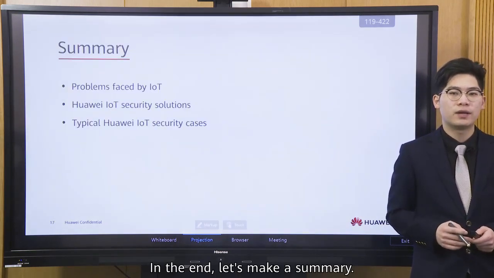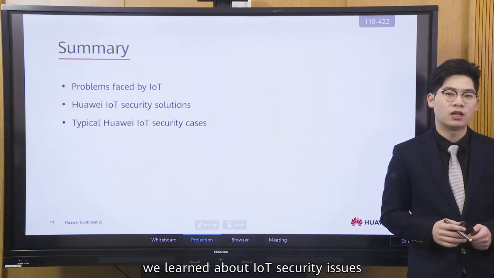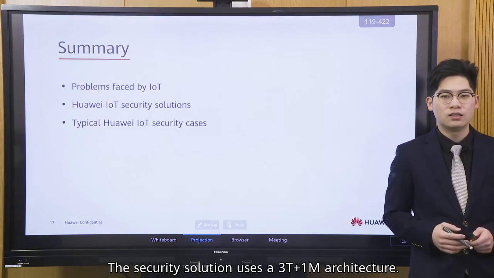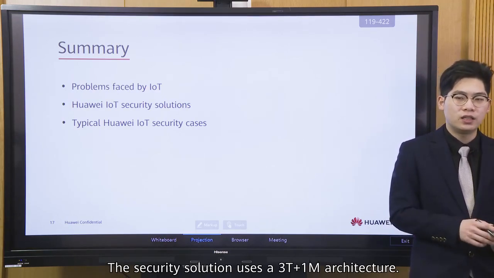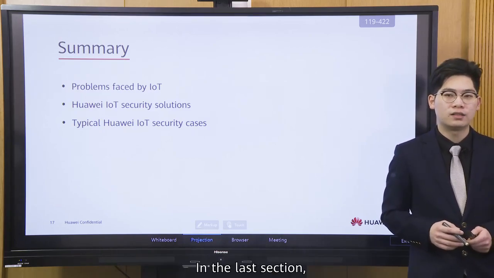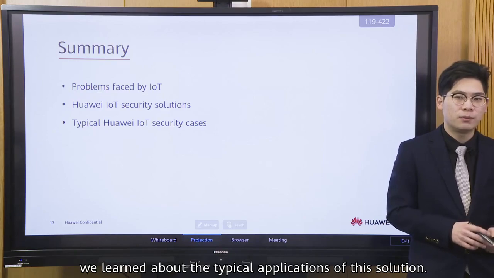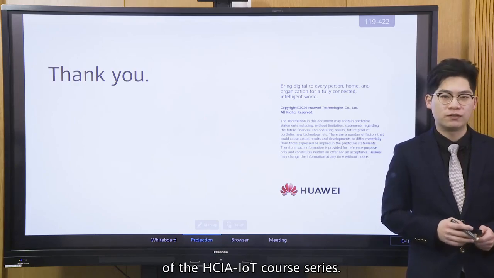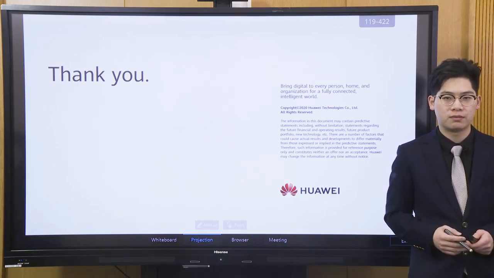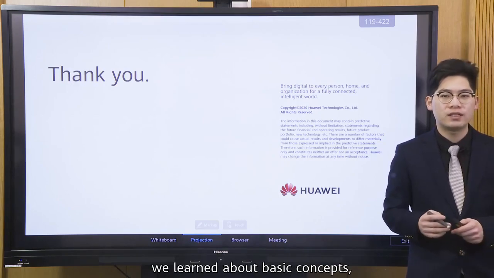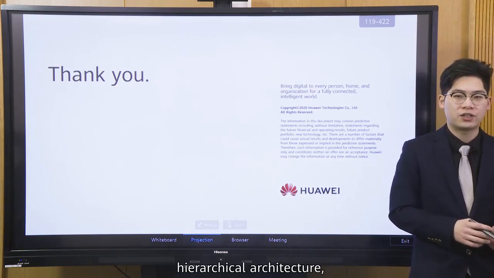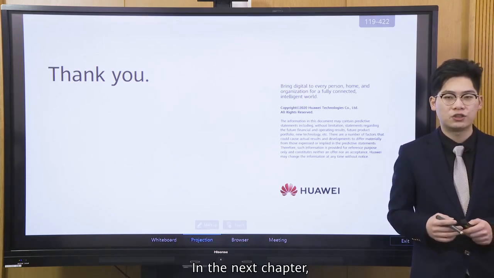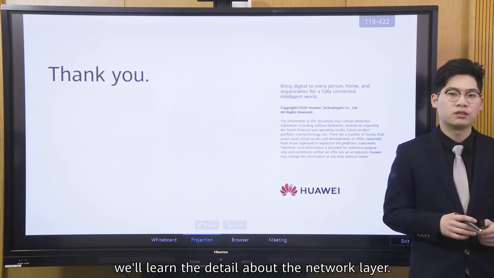In the end, let's make a summary. In this course, we learned about IoT security issues and the Huawei IoT security solution. The security solution uses a 3T plus 1M architecture. In the last section, we learned about the typical applications of this solution. That's all for the first chapter of the HCIA IoT course series. In this chapter, we learned about basic concepts, hierarchical architecture, and major industry applications of the IoT. In the next chapter, we will learn the detail about the network layer.